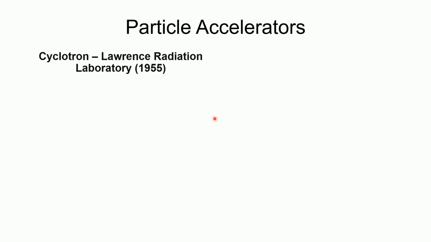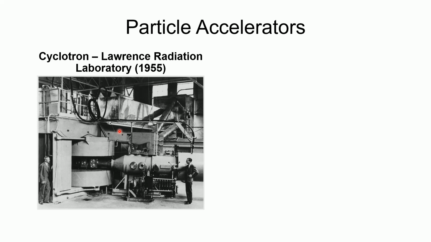So we do these nuclear transmutations with particle accelerators, and there's a whole wide range of particle accelerators, and I'm just going to show you a couple of important ones. This is a cyclotron, which was at the Lawrence Radiation Laboratory at UC Berkeley in California. And in 1955, I don't know what year this particular photo was, I think it was about 1950 something.